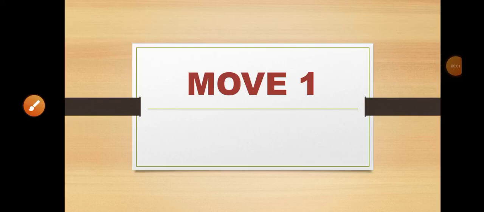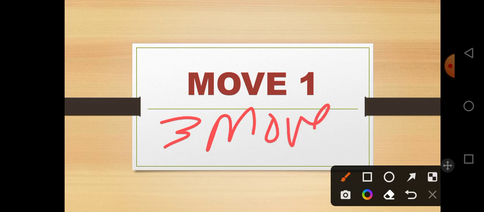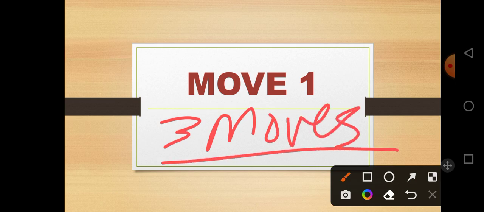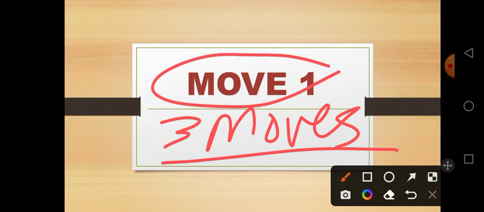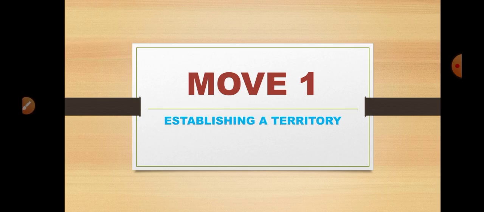Okay, so recall class that we said earlier that writing the research introduction follows three major moves. These moves will serve as the organizational pattern on how you can write the research introduction. So, let us discuss first move one. This move one will be known as establishing a territory. This will be the first paragraph of your research introduction.